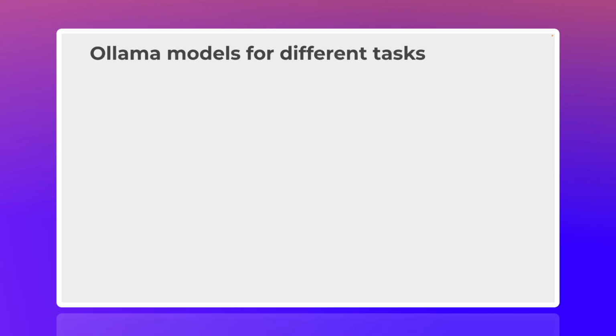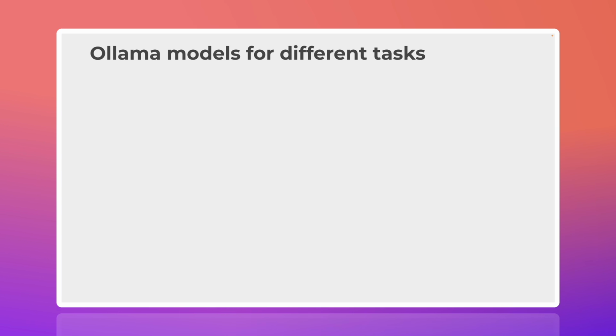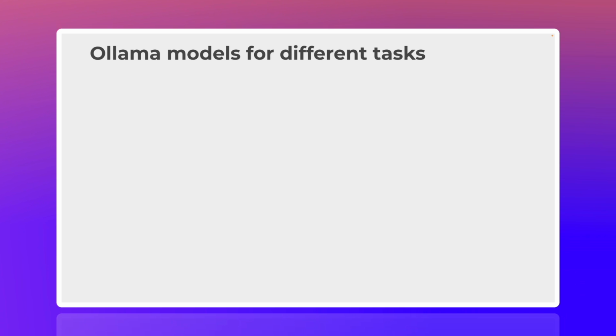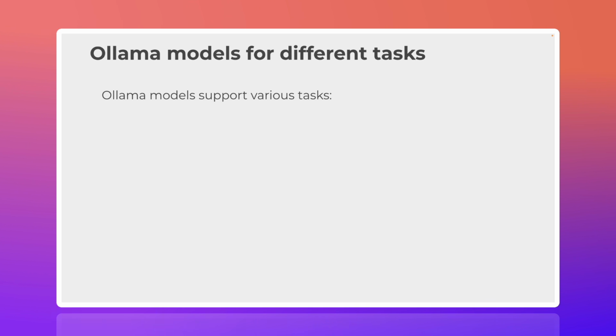So as a quick full summary here, Ollama, as we know, is a platform that allows you to run large language models locally, which is really awesome. The great thing is that it supports various models tailored for different tasks, including text generation, code generation, and multimodal applications. So essentially, Ollama models support these tasks here.